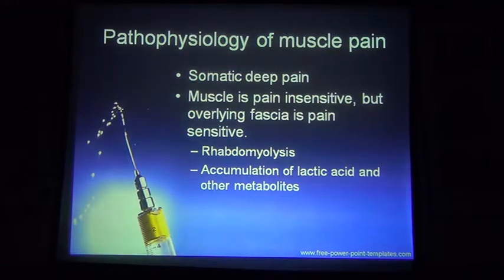Okay, just a few words on muscle pain pathophysiology. Now I finish the neuroanatomic pain. Muscle pain is mainly a somatic deep pain. Usually muscle is insensitive to pain; the fascia covering the muscle will be painful. The pain originates because of rhabdomyolysis and accumulation of lactic acid and other metabolites. These two would be the prime causes of muscle pain.